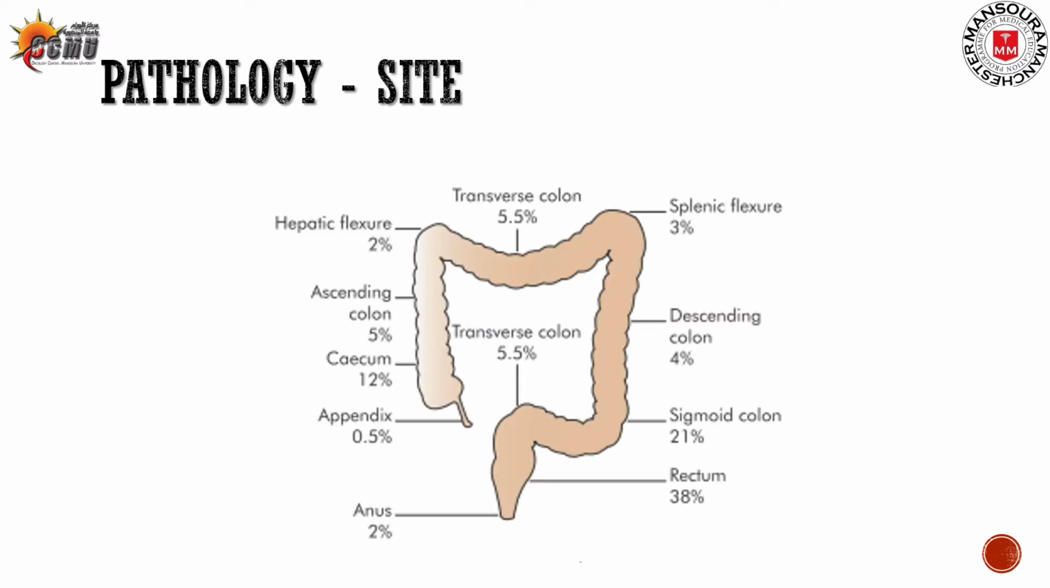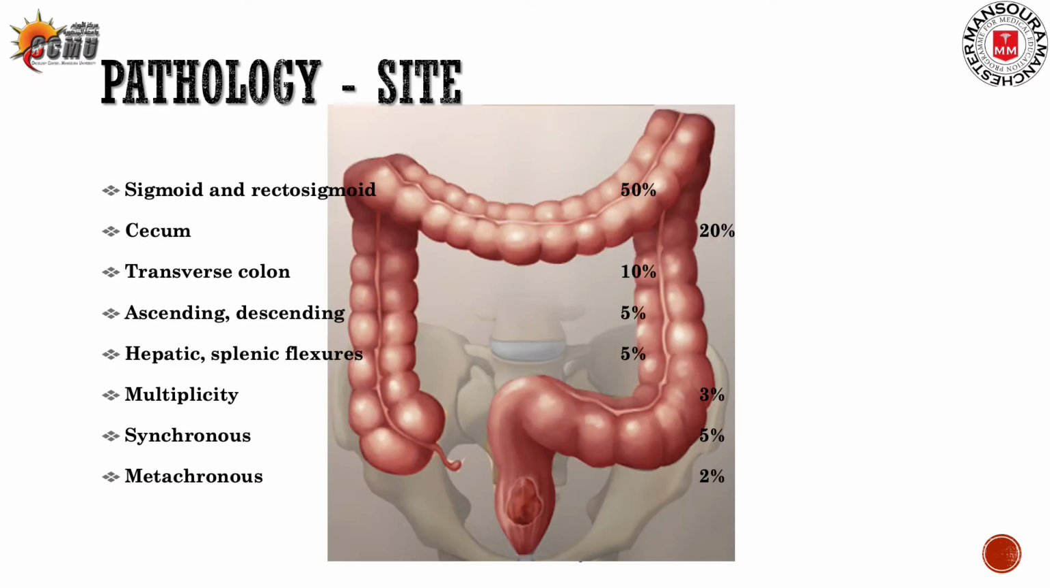Let's start today's lecture with the pathology. As for the sites of colorectal carcinoma, the commonest site is the sigmoid and rectosigmoid areas. Actually, they constitute about 50% of all cases, followed by the cecum and the ascending colon, and then the transverse colon and the remainder of the segments of the colon. You should know that synchronous lesions, which is the presence of more than one lesion in different segments of the colon, occur in about 5% of the cases, while metachronous lesions occur in about 2% of the cases.